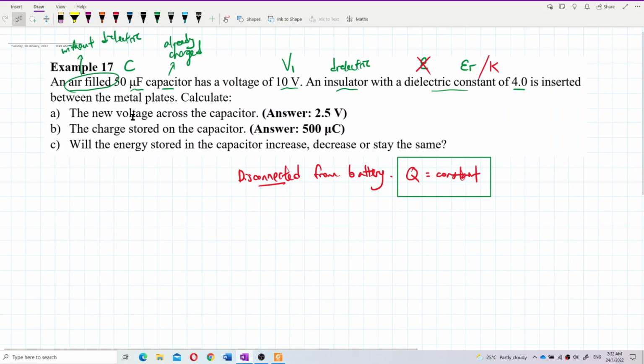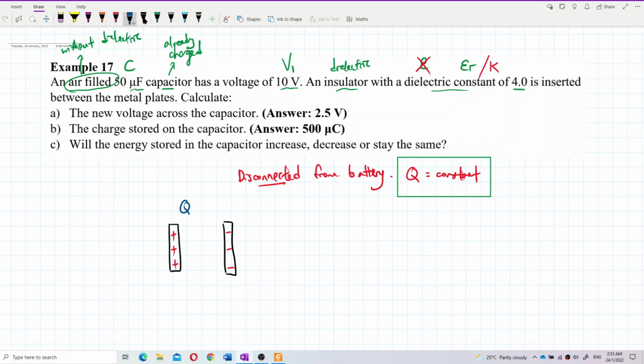So what I can say is we have a capacitor initially charged. It already has a charge Q, which is constant because there's no battery. It is not connected to anything, disconnected from the battery. And it has an initial voltage of 10 volt.